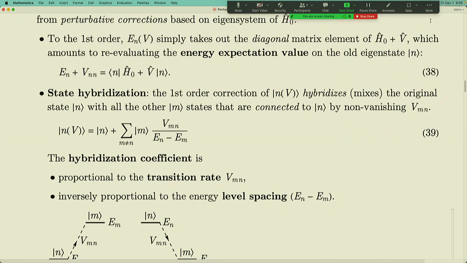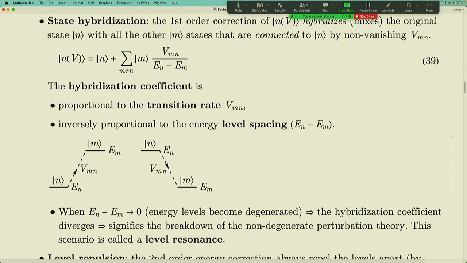The hybridization coefficient is, first of all, proportional to the transition rate. This Vmn describes a rate at which your old state can transition to a new state given by this Hamiltonian. So you can imagine that there are two levels, corresponding to En and Em, and they have two corresponding old eigenstates. The perturbation provides a very weak matrix element connecting these two states. And if there is such a connection, then the new state will be partially added to the old state in order to correct that.